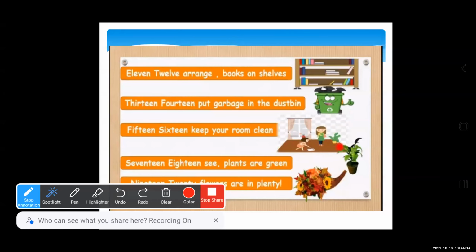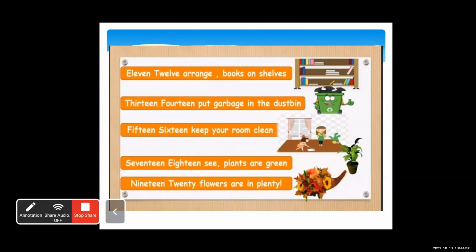See how the girls always keep their room clean. Yes, 17, 18, see, plants are green. See, this plant is green. 19, 20, flowers are in plenty. Okay, so students, this is a very nice poem.